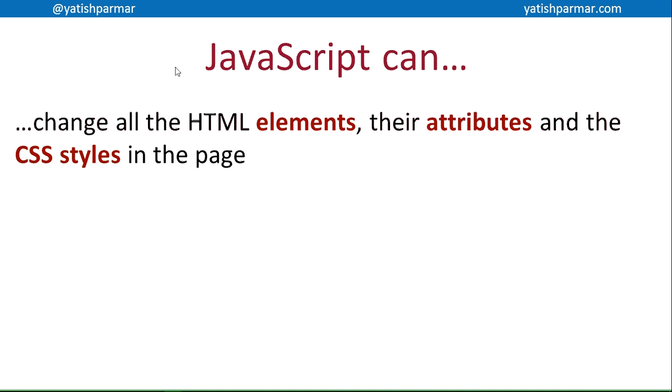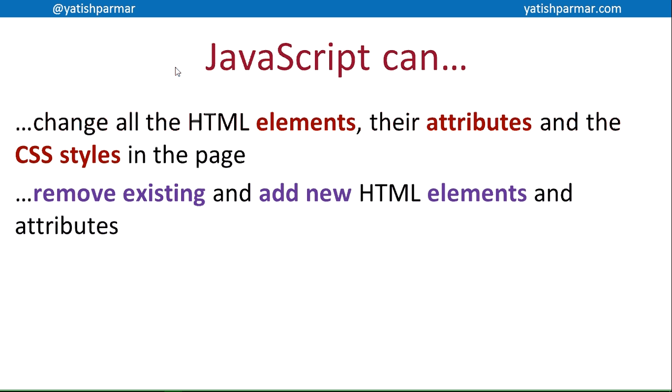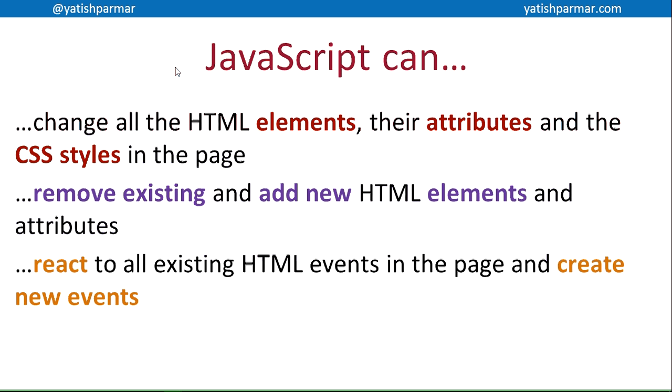So JavaScript can change all the elements, change their attributes, and change the CSS styles. It can remove existing elements, so you can make things disappear from the page, and you can add new HTML elements that weren't there in the original HTML. You can react to any events on the page, for example a button onclick, and you can create new events, so you can add things like onclick to existing elements.